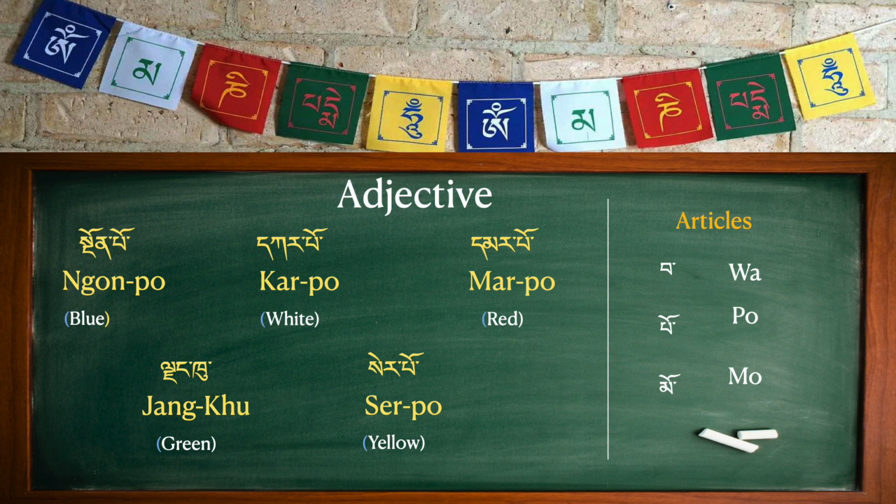So kar can also be karwa, kar can also be karpo, kar can also be karmo. So with articles, adjectives, as we have mentioned, can be like karwa, karpo, karmo. For now, we just need to understand primitive adjectives and their respective articles.